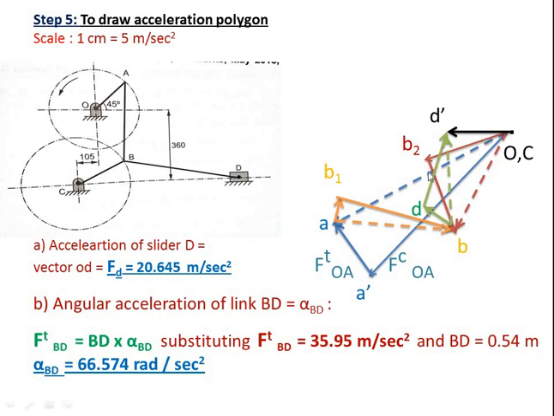So like this you have to draw the acceleration polygon, and with this acceleration polygon you can find the acceleration of any link, the tangential acceleration and the angular acceleration of any of the links. Thank you.